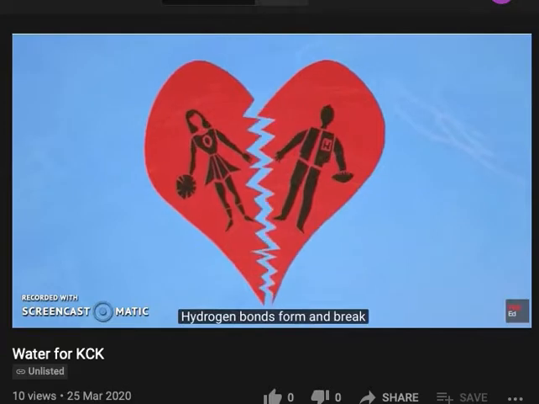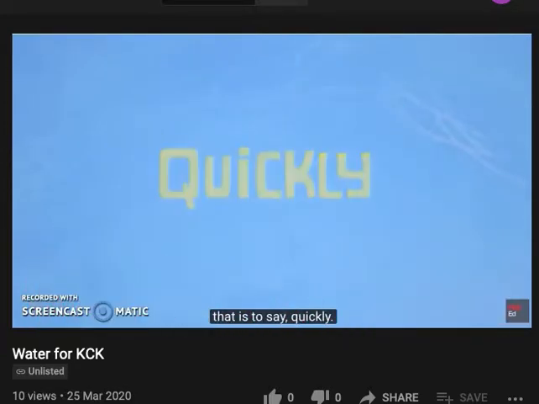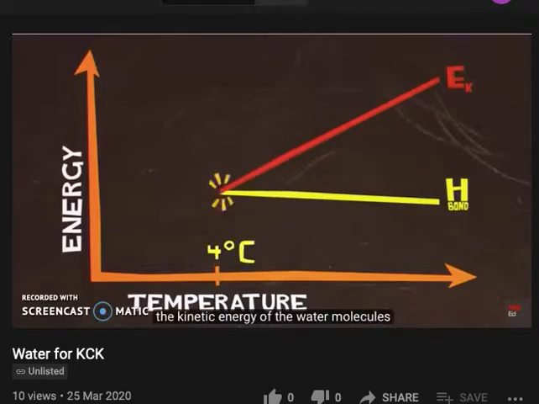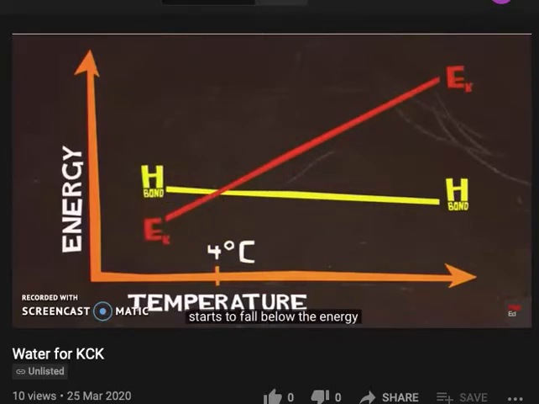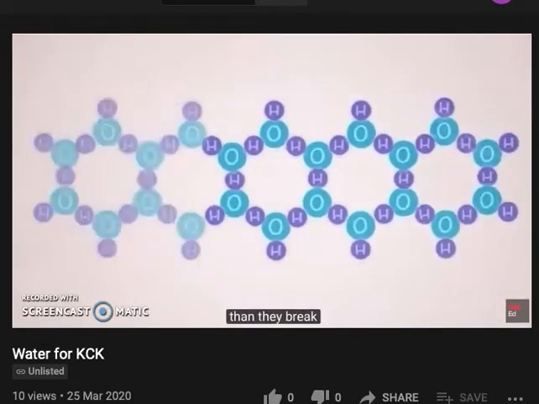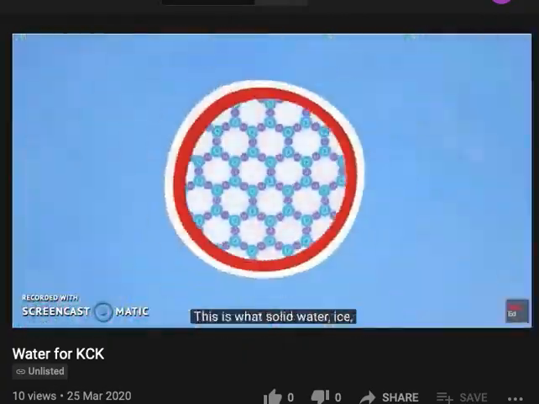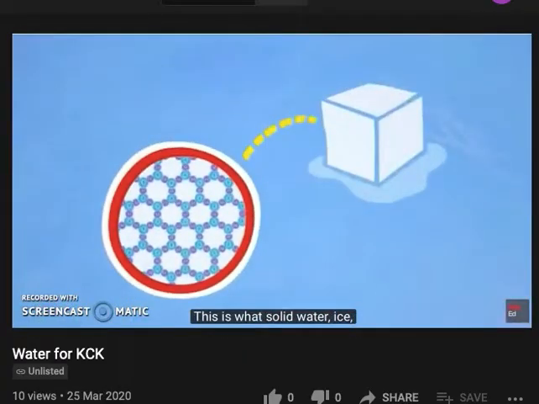Hydrogen bonds form and break like high school relationships, that is to say, quickly. But below 4 degrees, the kinetic energy of the water molecules starts to fall below the energy of the hydrogen bonds. So hydrogen bonds form much more frequently than they break, and beautiful structures start to emerge from the chaos. This is what solid water, ice, looks like on the molecular level.